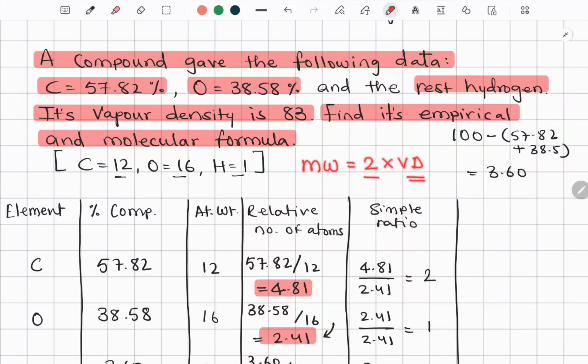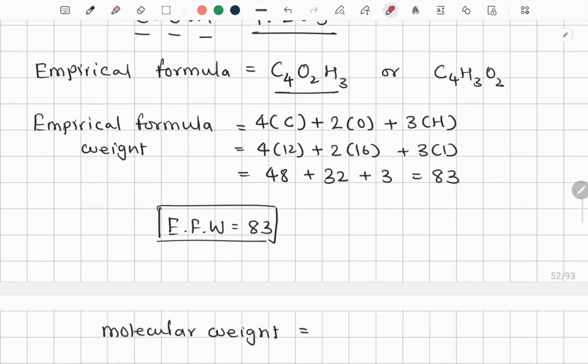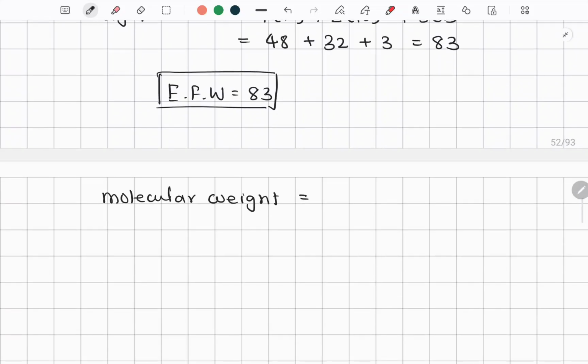We have the vapor density. If we multiply it by 2, we get the molecular weight. So what is the vapor density? Sir, 83. So can we calculate the molecular weight? Yes sir. Molecular weight is 2 into vapor density, which is 2 into 83, which is nothing but 166.